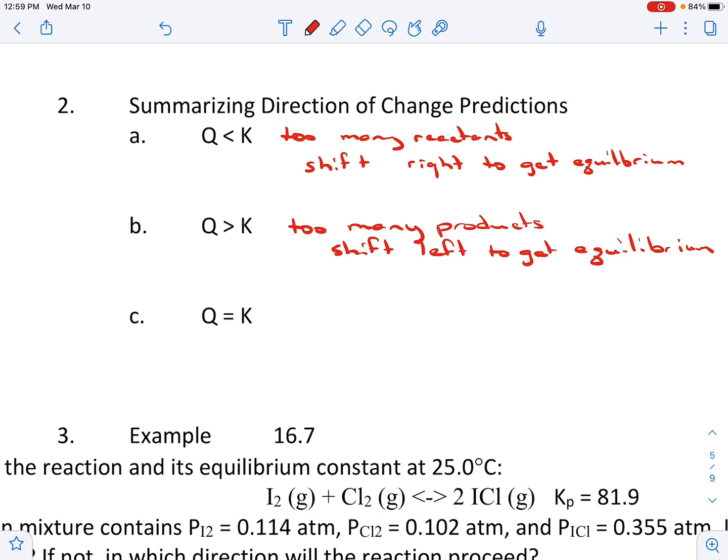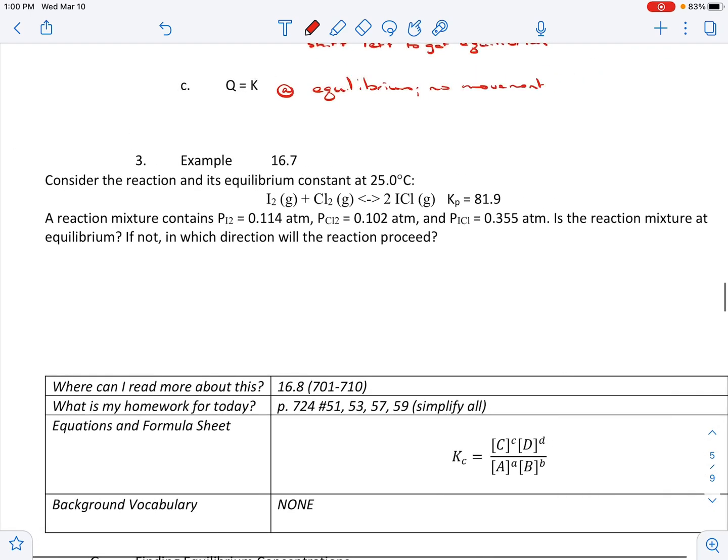If Q equals K, then we are at equilibrium. And so there will be no other movement, right? We are at equilibrium, no movement. All right, even though there's still stuff happening, dynamic equilibrium, right? But we will not have any movement. We won't see any changes in concentrations. Okay? Awesome. Let's see if we can try this in an example.